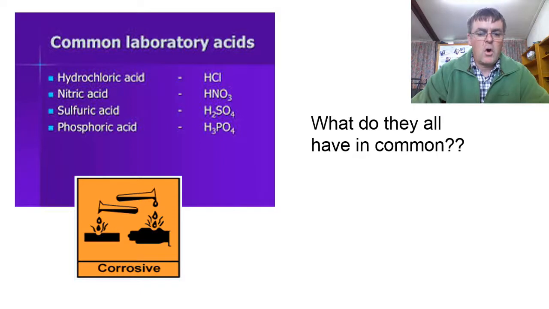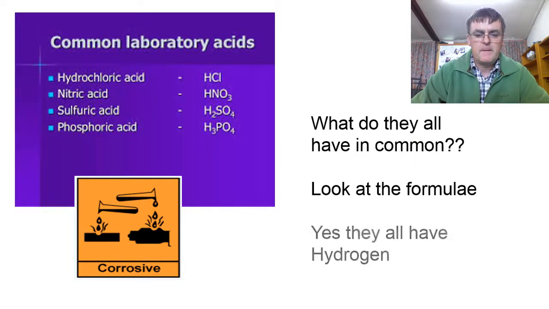But what do they have in common apart from the corrosive symbol? Have a look, see what you can see. Look at the formula. What do you see in common there? They've all got hydrogen. My circle's not very good there, is it? I'll play it again. They've all got hydrogen in there. So that's what acids have in common. They've all got hydrogen in there somewhere.